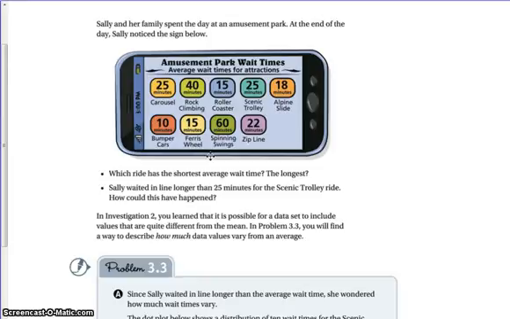If we take a look up here at the scenic trolley ride, we see that the average time is 25 minutes. So if she waited longer than 25, then her data point in that set of data used to find the mean wait time for the trolley would be on the upper end of the information. Since it says average, we are looking at the mean time it took to get from the line to the ride.